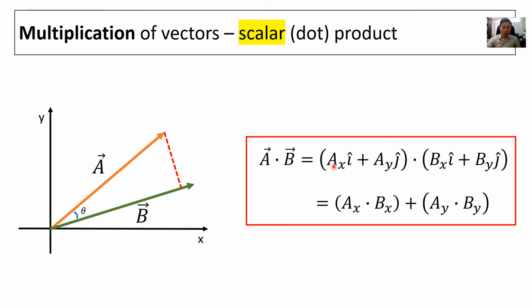Therefore, you have Ax times Bx, the first term here. But then you don't have Ax By, because I dot J is equal to 0. They are orthogonal, which means theta is 90 degrees, so cos 90 is 0. Then you have Ay dot Bx, which is equal to 0 as well because J dot I is 0. And you only have the next term, which is Ay multiplied by By, because J dot J is equal to 1. Right, so this is the dot product of the vectors A and B.